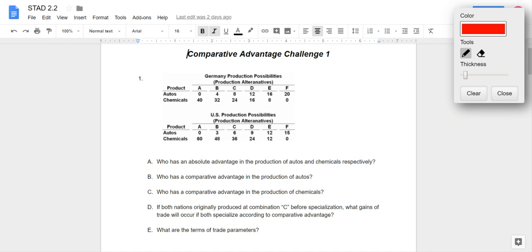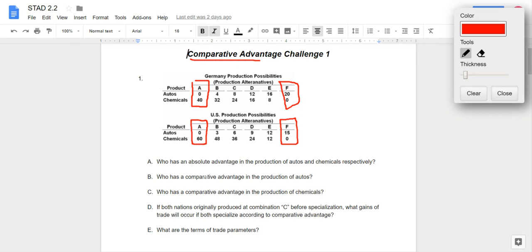All right, so first, we've got to check out what we're looking at here. We're looking at Germany and the United States. It says production possibilities. These are actually our entire production possibilities curves, right? A, B, C, D, E, F. If I plotted these out, it would look something like this, right? A concave curve right there. With that in mind, we don't actually need most of this information. Remember, when we're talking comparative advantage, we're only looking at our extremes. So point A and point F are what we care about for each of these.